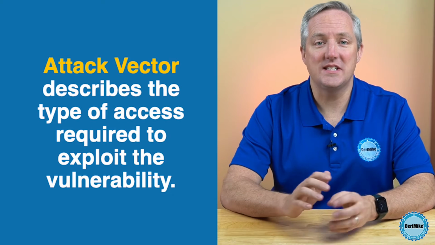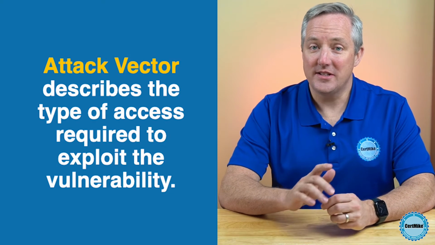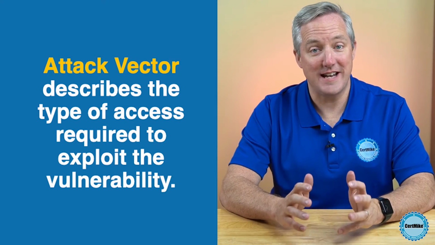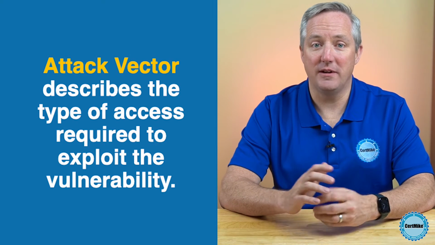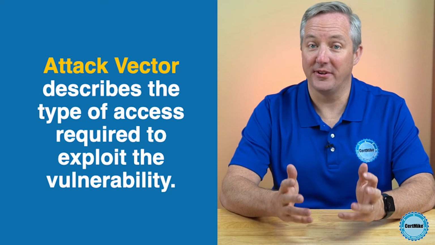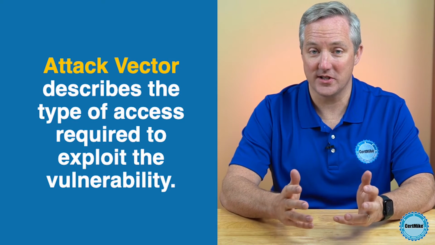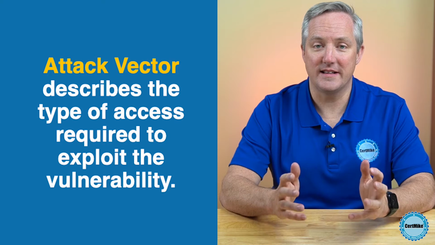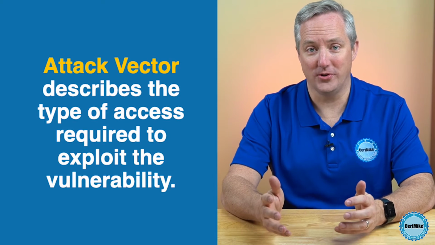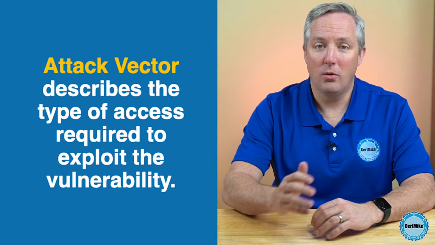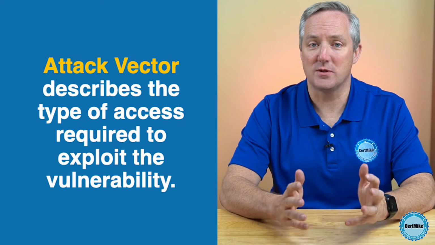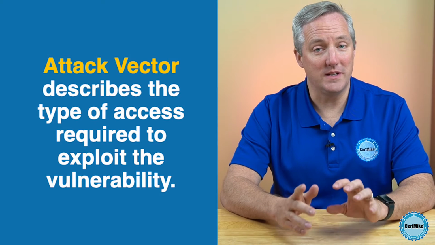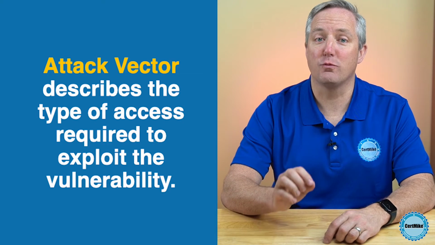The first metric is the attack vector metric. This describes the type of access that an attacker must have to exploit a vulnerability. The value for this metric can be physical, meaning that the attacker must be able to physically touch or manipulate the target system. Local, meaning that the attacker must have physical or logical access to the system's console. Or it can be adjacent network, meaning that the attacker must have access to the system's local network. It can also be network, meaning that the vulnerability is remotely exploitable over the network.